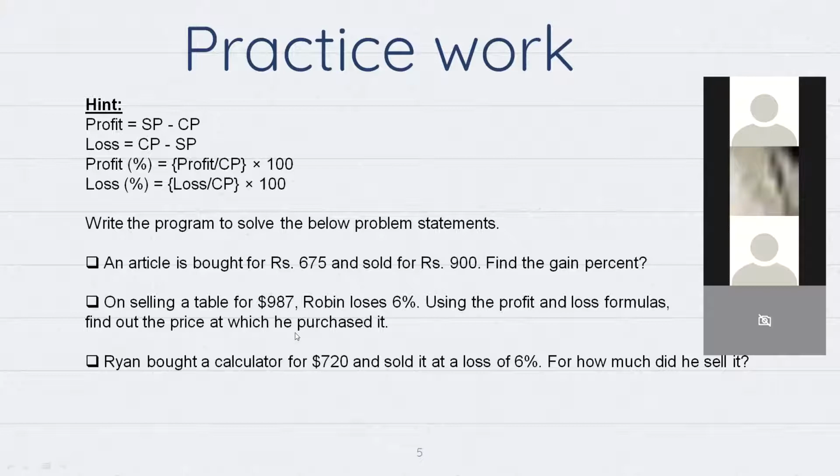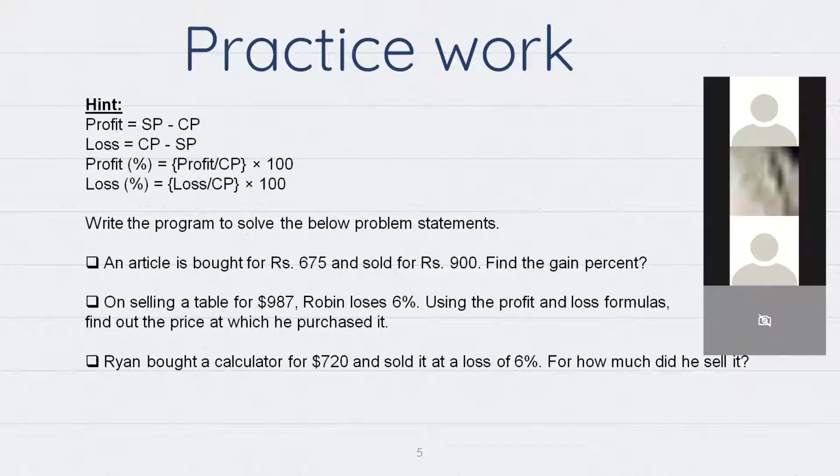I want you to start this parallelly. If you have opened your laptop also, how do you want to go? Do you want to see how we solve this problem, and then practice later? I suggest that would be better. First, try to understand. Can you read out, Sneha, the first problem? An article is bought for 675 rupees and sold for 900 rupees. Find the gain percent. The problem statement is very simple, right?